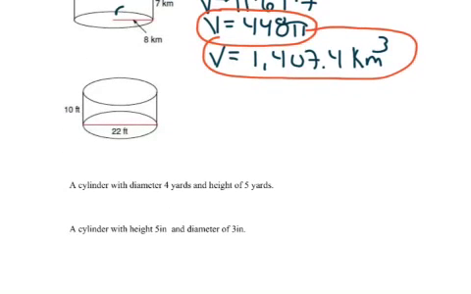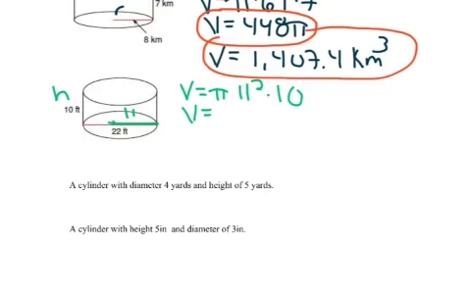This next one, this time I'm given my height, but I'm not given my radius. Remember, the whole way across is your diameter. So to get my radius, I have to take half of my diameter, which in this case would be 11. So if I plug this in, V equals pi times 11 squared times 10.